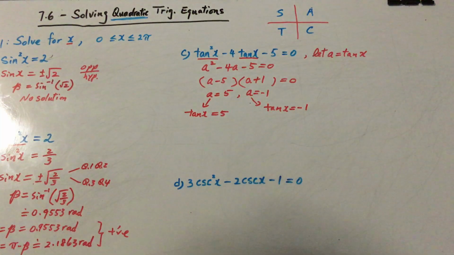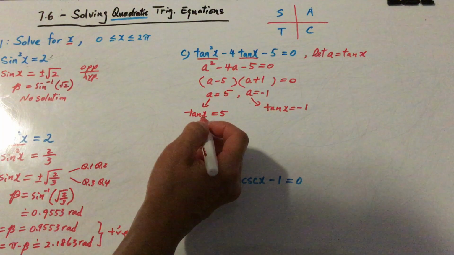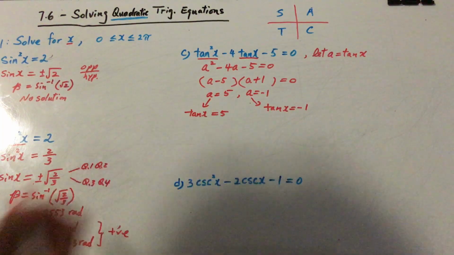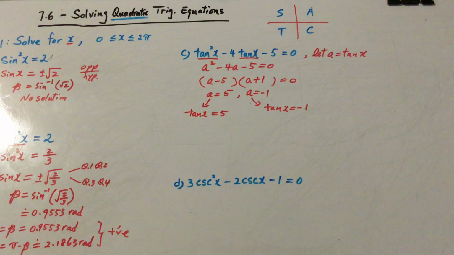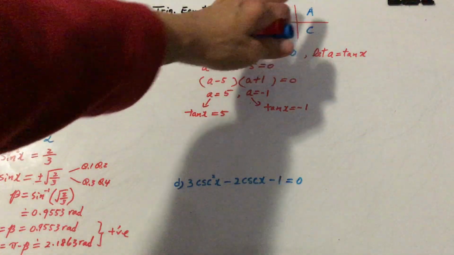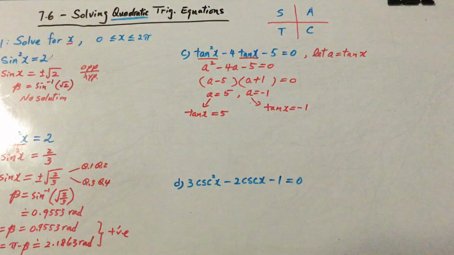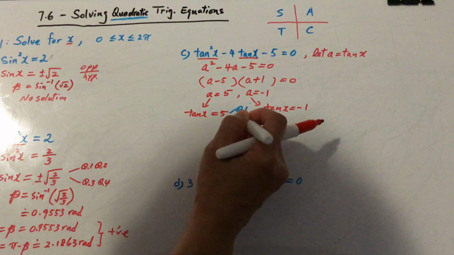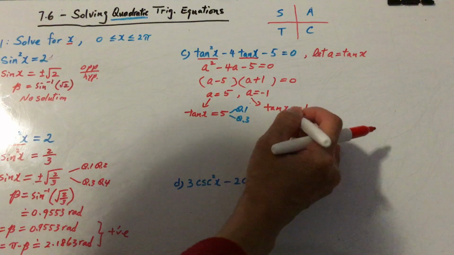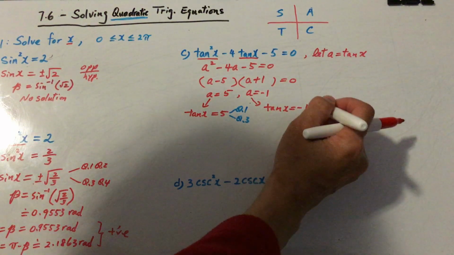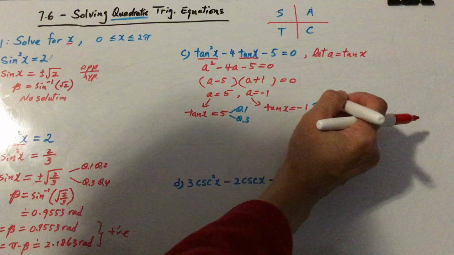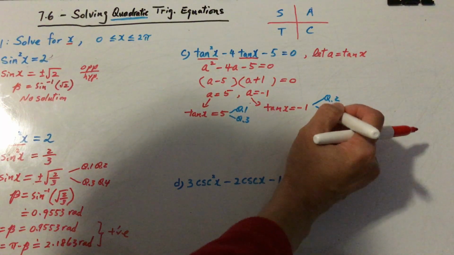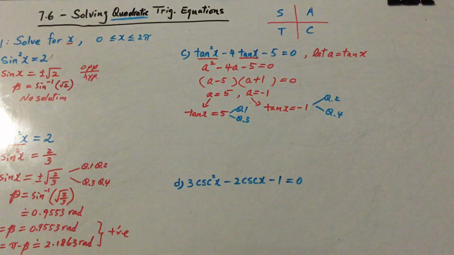For the tangent of an angle that's equal to a positive, you know that, according to the CAST rule, tangent is positive in quadrant 1 and quadrant 3. But for the tangent of an angle that's equal to a negative, it's going to happen in quadrant 2 and quadrant 4. Okay, so from there, you know that you will have 4 different solutions.